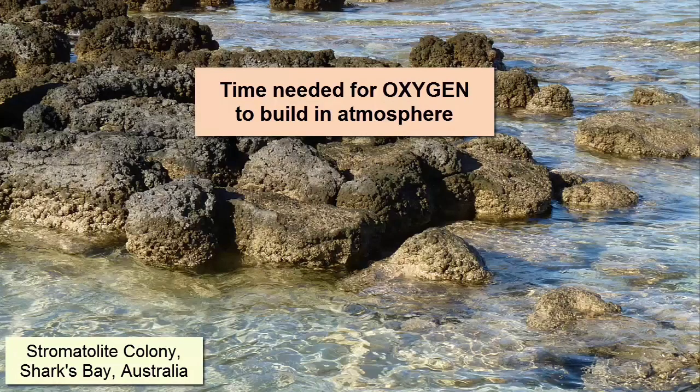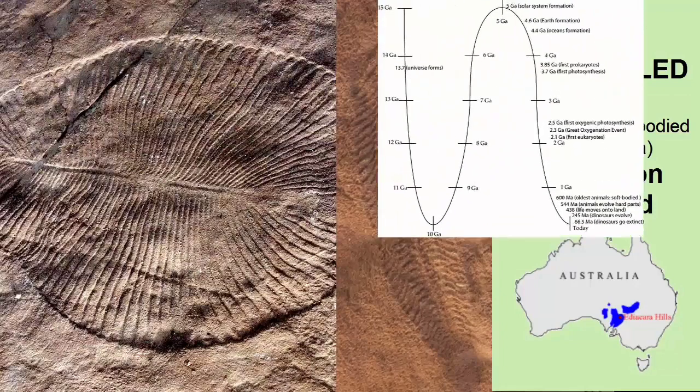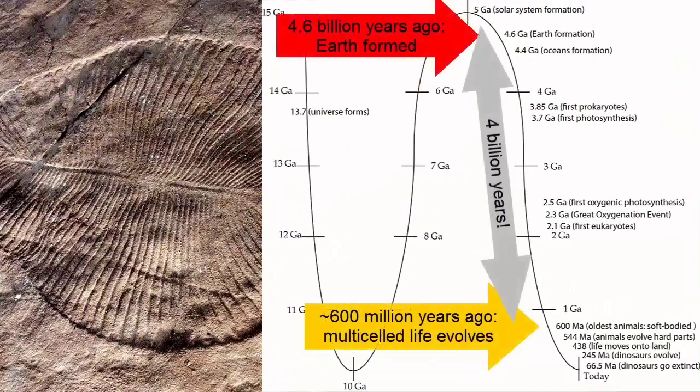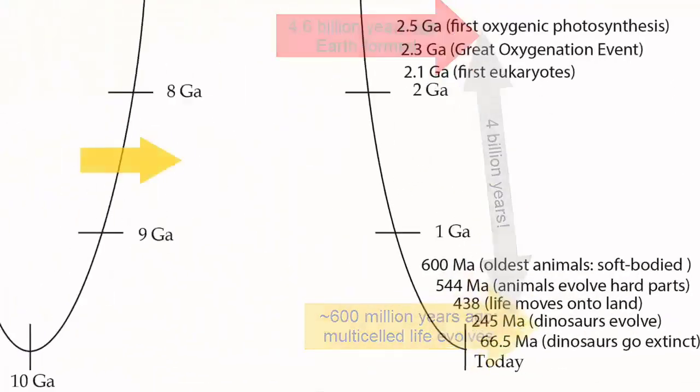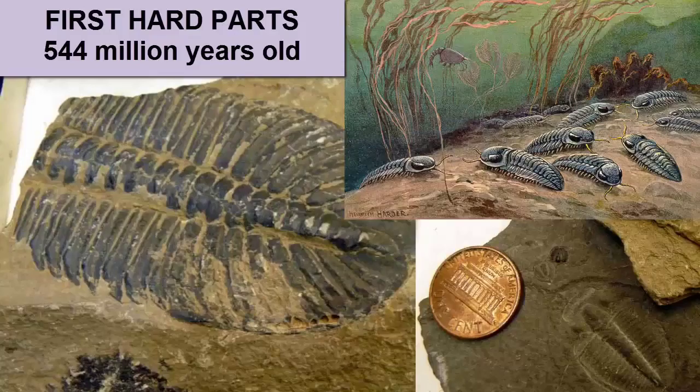The stromatolites and other photosynthesizing bacteria still had a lot of work to do. How much work? The oldest evidence of multicelled life was discovered in fossils of soft-bodied marine organisms in 600-million-year-old rocks in the Ediacaran Hills of Australia. That's 4 billion years after Earth formed, and in the last 1/9 of Earth's history. After oxygen levels rose to current levels and multicelled life evolved, evolution really took off.